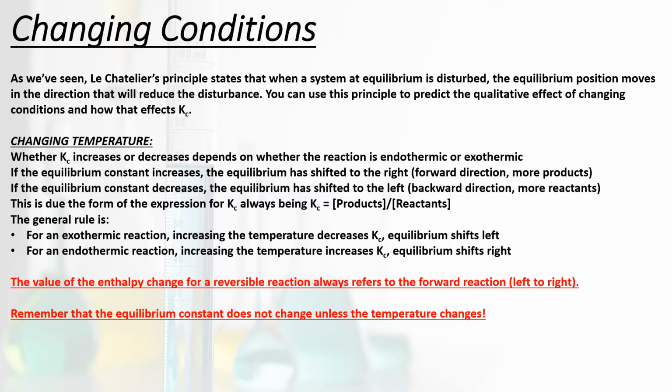Generally, if you're given an enthalpy change for a reversible reaction, the convention is that this always refers to the forward direction, from left to right. If we have an exothermic reaction going from left to right, from reactants to products, the reverse of that must be the endothermic reaction. We can just flip the sign of the enthalpy change. And the key thing here is to remember that the equilibrium constant does not change unless the temperature changes.